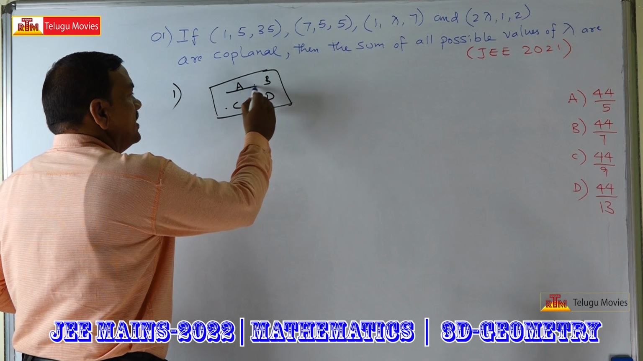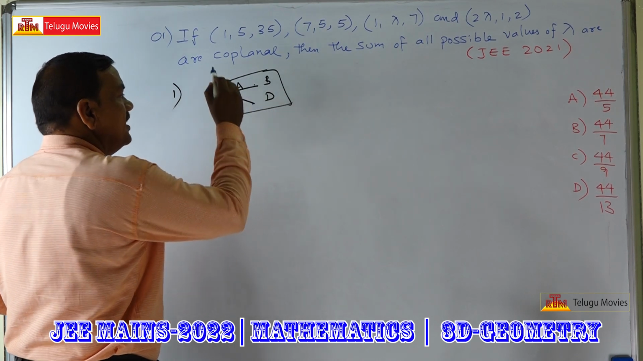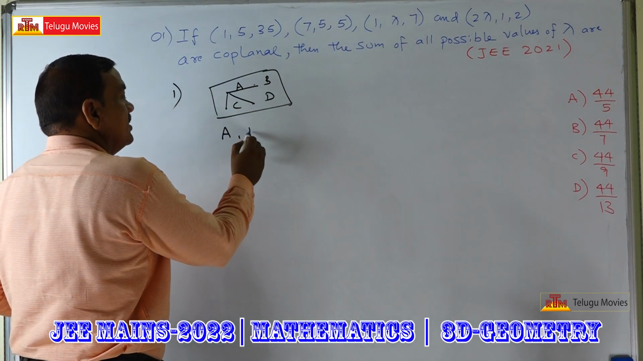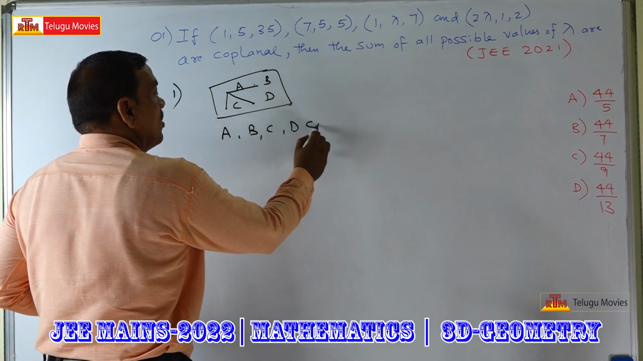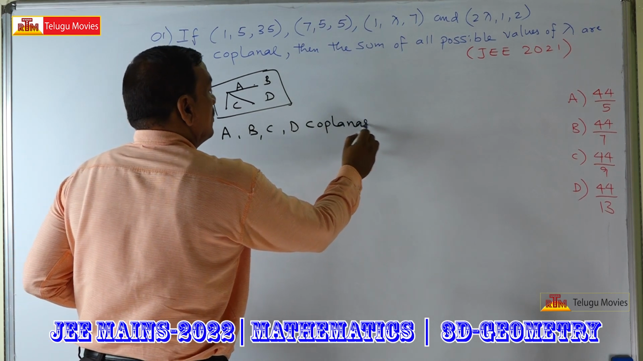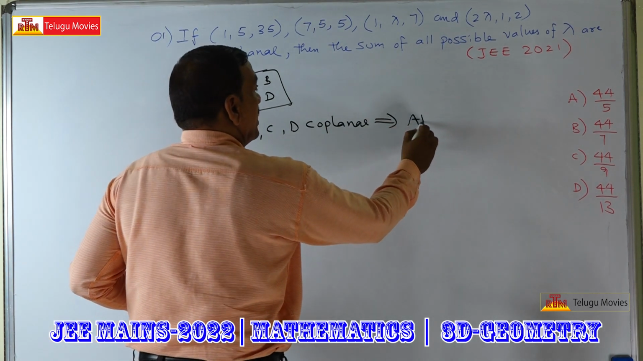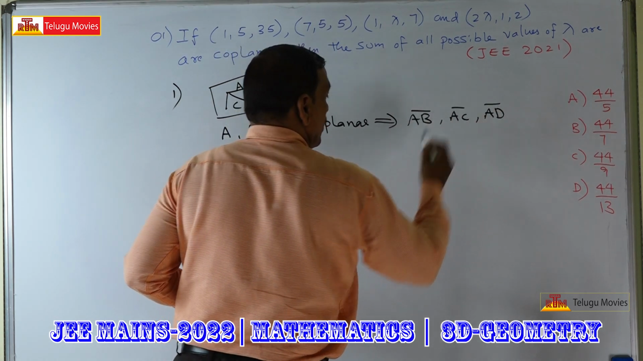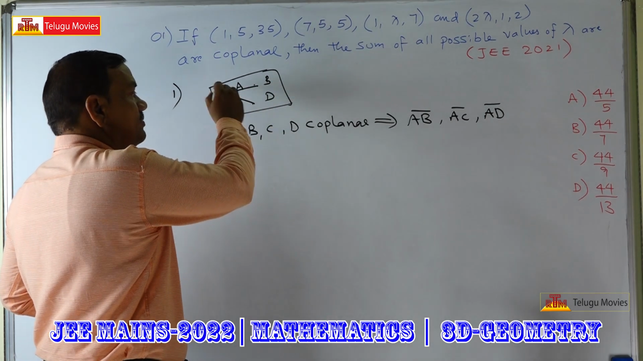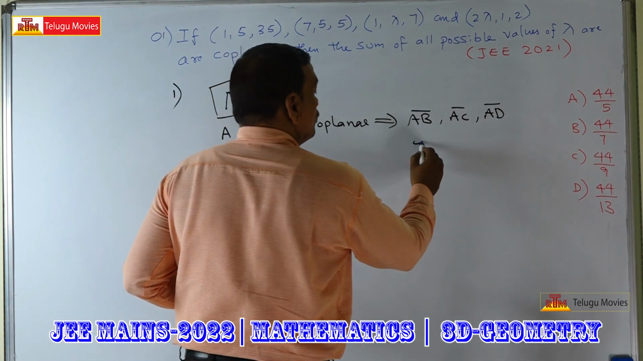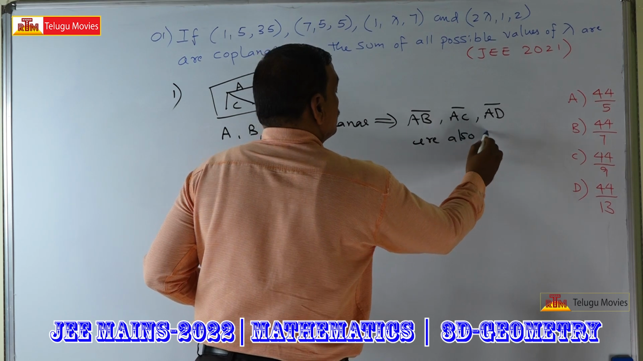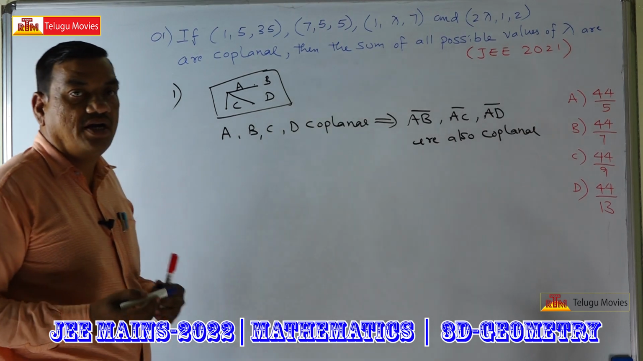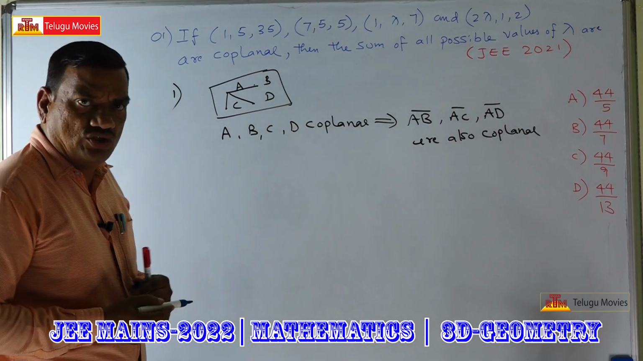If points A, B, C, D are coplanar, we know that the line segments AB bar, AC bar and AD bar are also coplanar. This is the thing you should know. AB bar, AC bar, AD bar are coplanar. That is the first thing you should know.